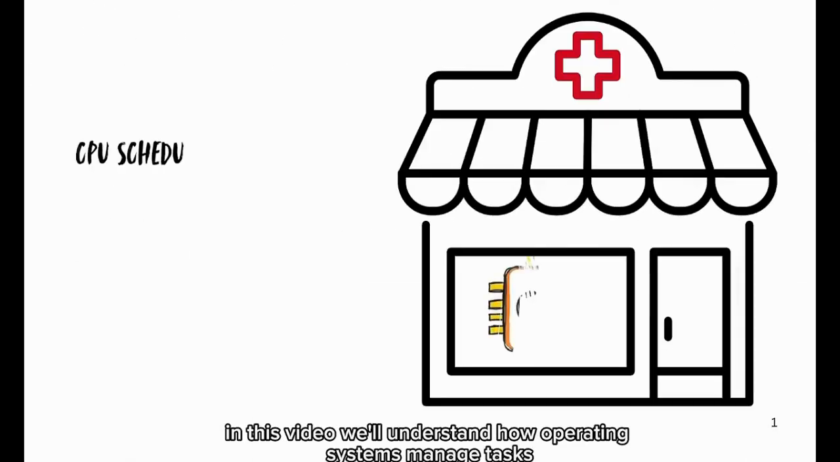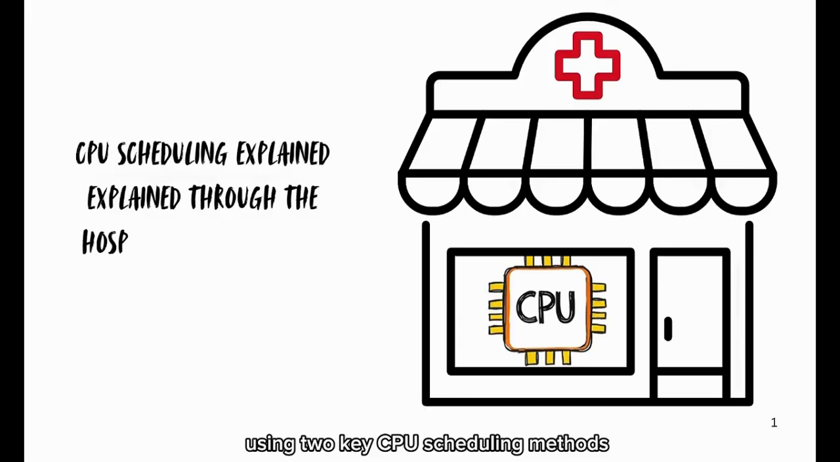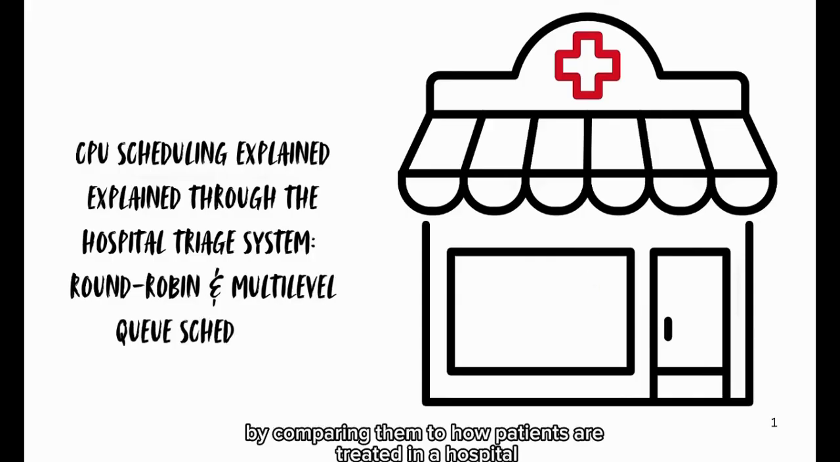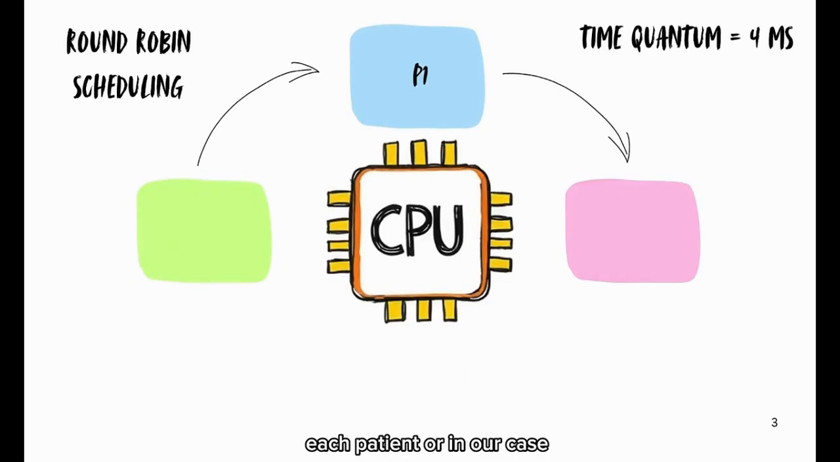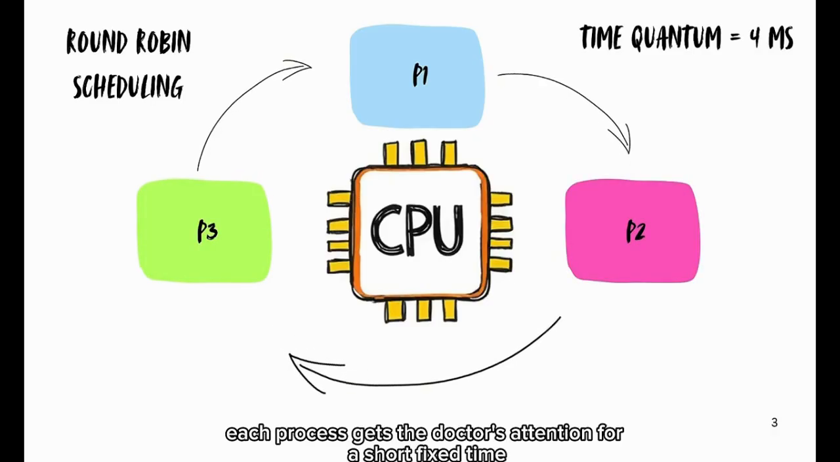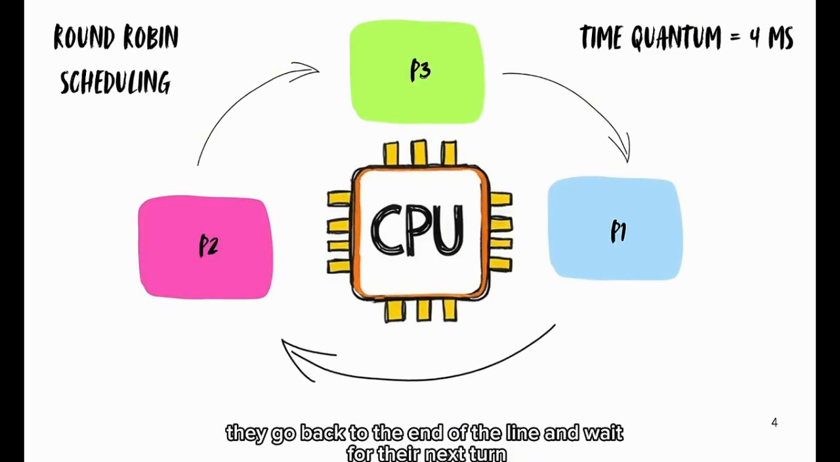In this video, we'll understand how operating systems manage tasks using two key CPU scheduling methods, round robin and multi-level queue scheduling, by comparing them to how patients are treated in a hospital. Round robin is like a clinic waiting room where everyone takes turns. Each patient, or in our case, each process, gets the doctor's attention for a short fixed time, like a time slot. If they're not done, they go back to the end of the line and wait for their next turn.